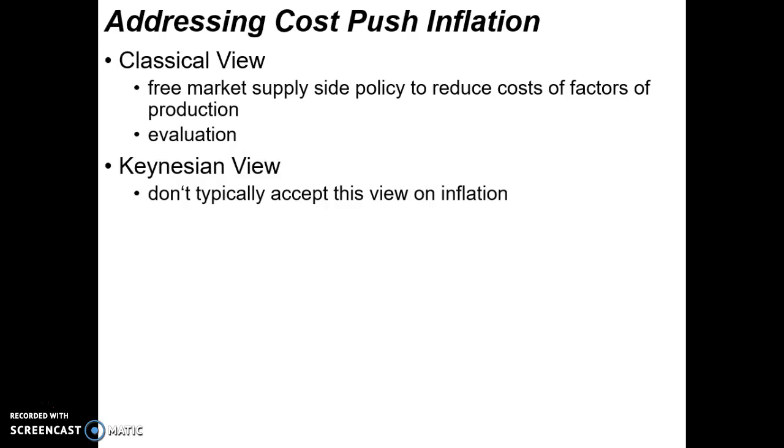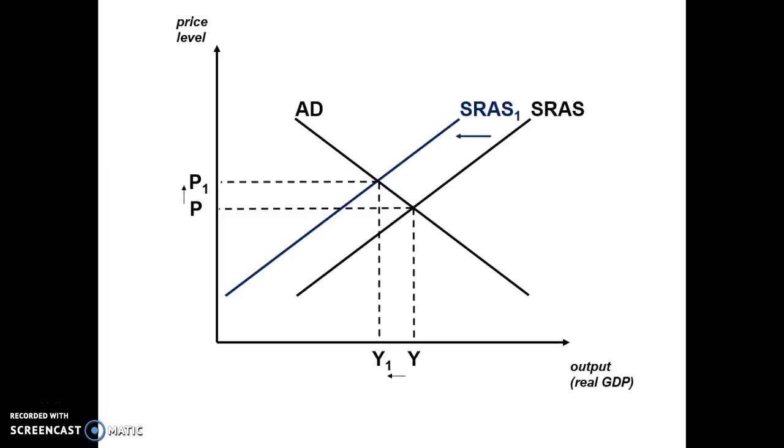How do we address it? The classical view would be to use free market supply side policy to reduce the cost of factors of production. So if I look at that diagram again, I can move SRAS from SRAS1 back to the original SRAS, and go to the original equilibrium. And by going to that original equilibrium, we'll have eliminated the initial cause of the cost push inflation.